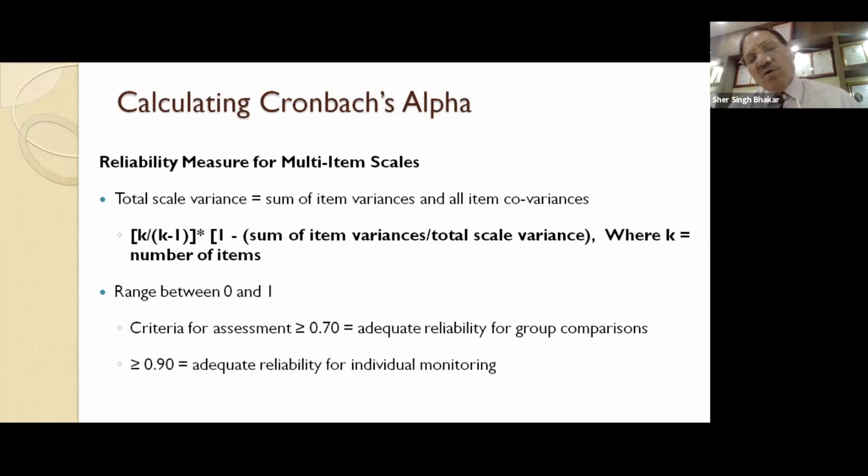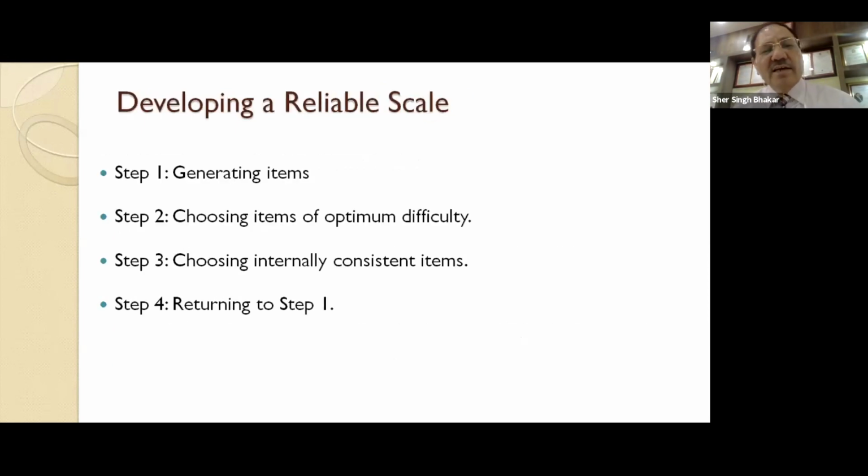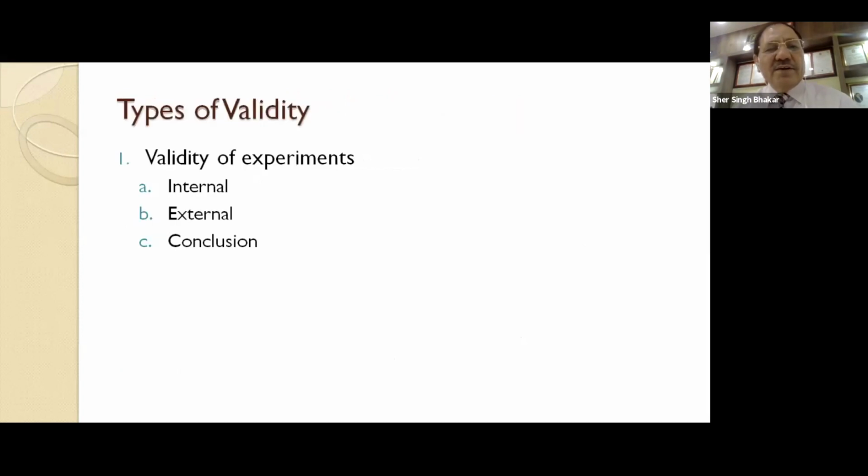Guttman reliability is also computed using a correction in split half. So there are different methods that you can compute, but Cronbach's alpha is considered the most efficient coefficient of internal consistency reliability. Right. And validity, we have internal and external validity.